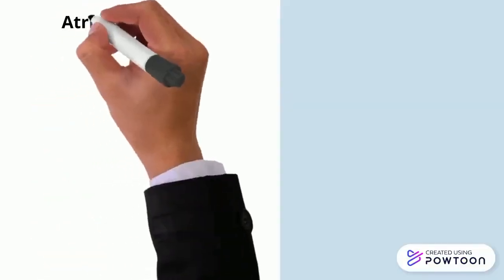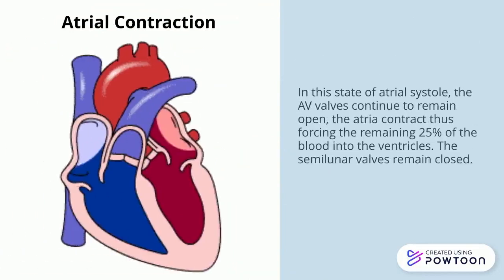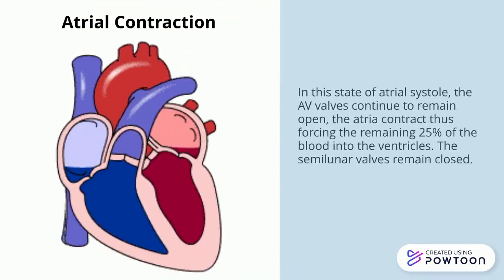The next phase is atrial contraction. In this state of atrial systole, the atrioventricular valves continue to remain open. The atria contract, thus forcing the remaining 25% of the blood into the ventricles. The semilunar valves remain closed.